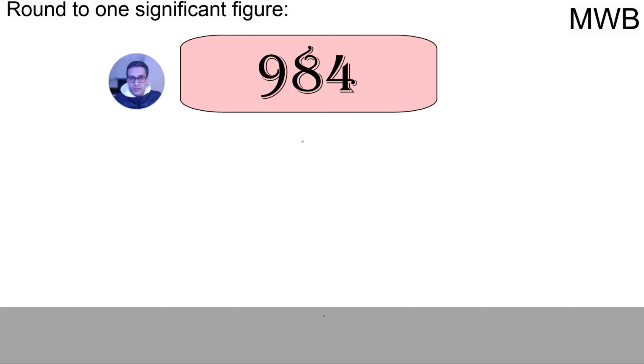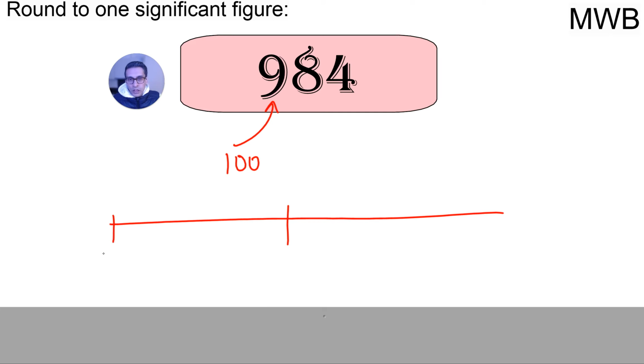I'm going to do one for this example, but I may not do them for all of them. So the first significant figure here is in the hundreds column, because it's 900. So we're rounding to the nearest 100. So on the number line, we know that the lower part is going to be 900 and the upper part is going to be 1000.